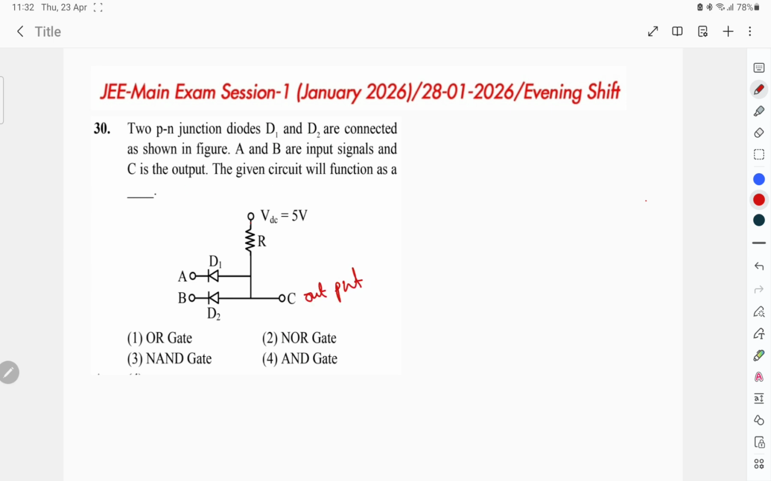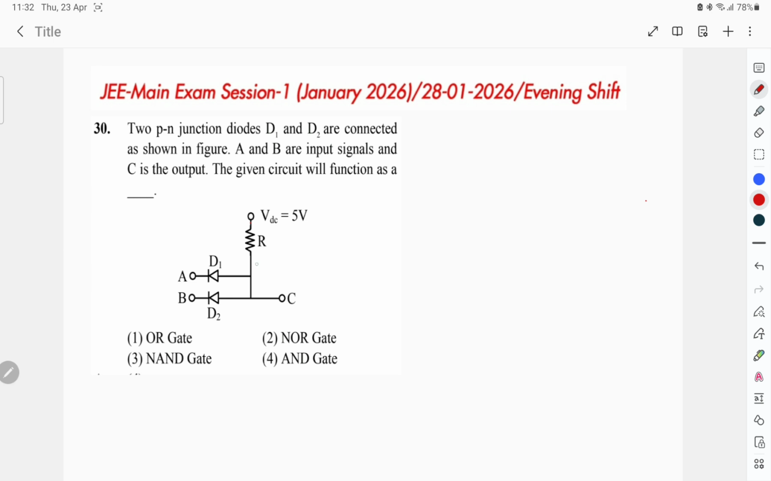The given circuit will function as what? Here it is asking whether the given circuit will act as an OR gate, an AND gate, a NOR gate, or a NAND gate. So now we will try to understand how to solve this question. In this circuit, if you observe, VDC is given as 5 volt.